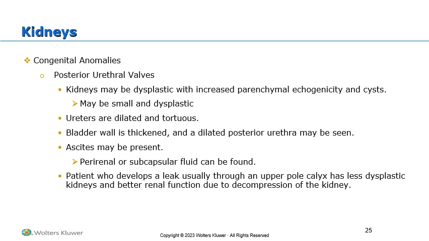The bladder wall hasn't been able to empty, so that urine has been static, probably infected. That wall will become thickened, and you're going to see that dilated posterior urethra, just the area of the urethra that would be proximal within the baby to the actual obstruction. Now, sometimes ascites may be present, and this would be the case if that pole started to leak urine out into the abdominal cavity. Then you would see ascites present as perirenal fluid around the kidney, or subcapsular fluid.